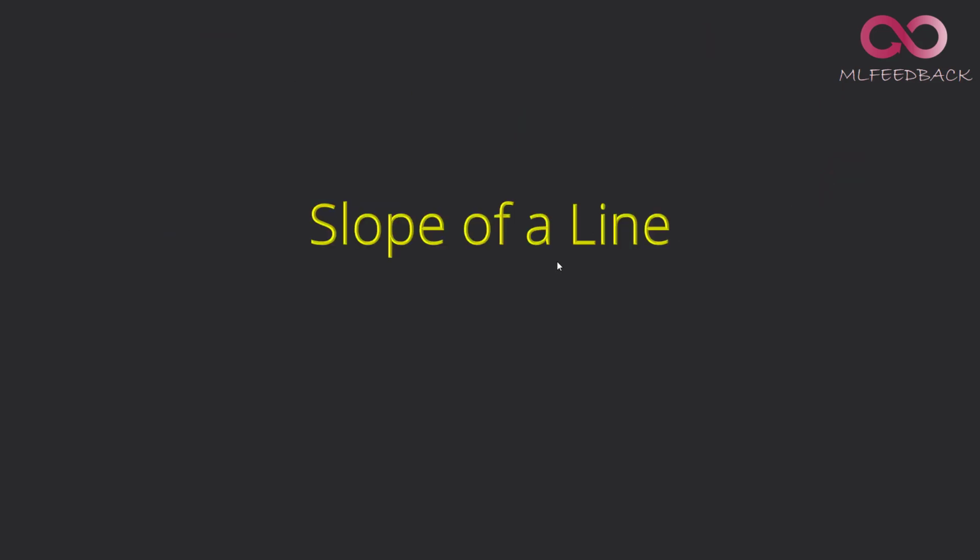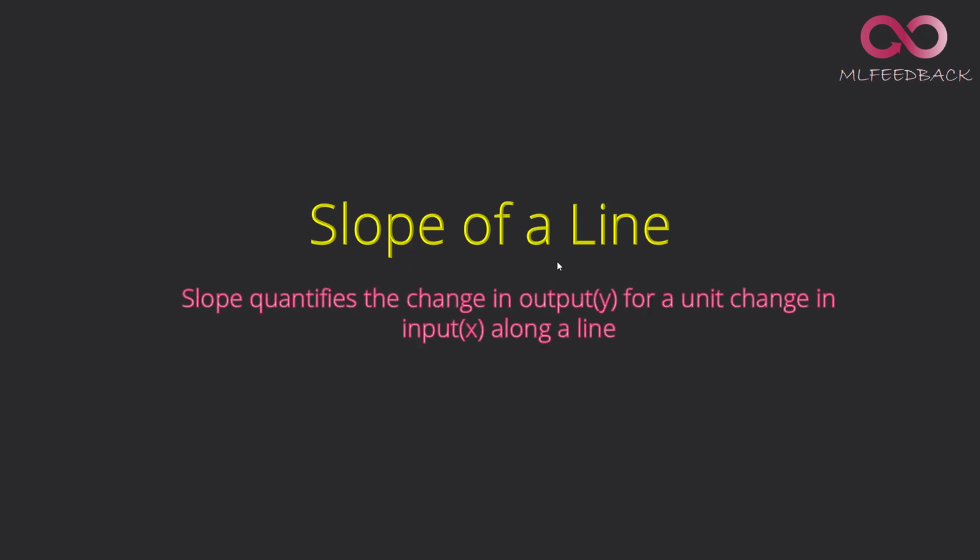In this video, we have understood the concept of slope of a line, where slope quantifies the change in output for a unit change in input. Input is on the x-axis and output is on the y-axis, and all the data points are connected by a line.